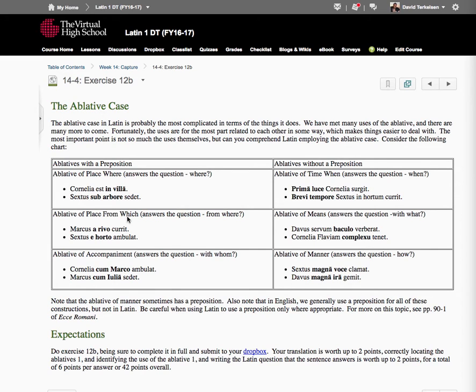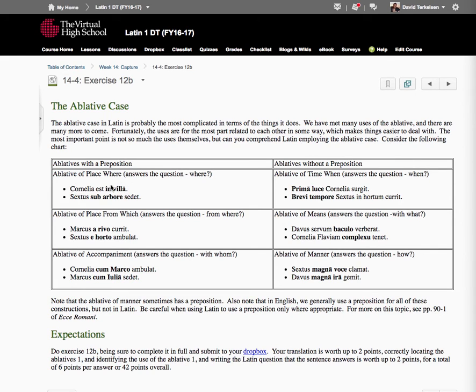Ablative case. So ablative is used either with a preposition, as we see here in the virtual high school chapter 14.4 page, with prepositions. Ablative is very much like about prepositions, as I think was introduced in the last chapter or two. So here we see prepositional phrases: in villa, sub arbore, a rivo, e horto, cum Marco, cum Julia. Each of these prepositions happens to be followed by a word in the ablative case.